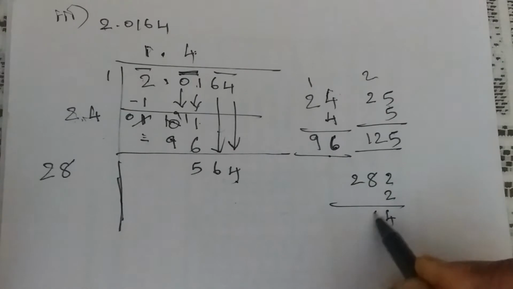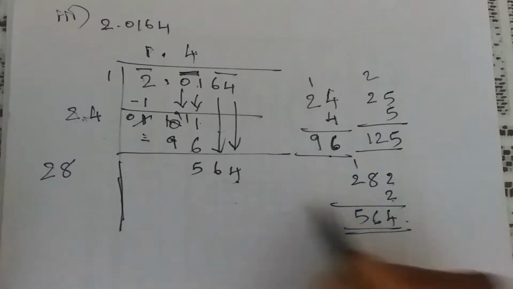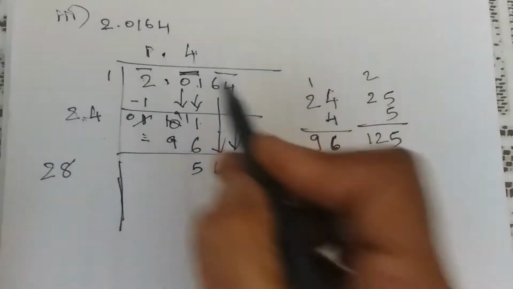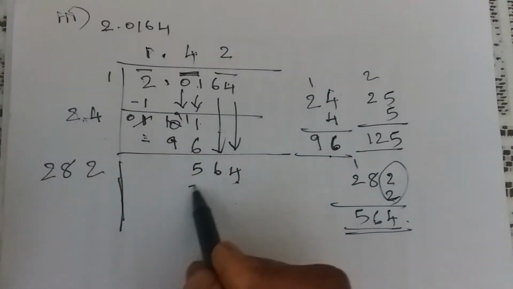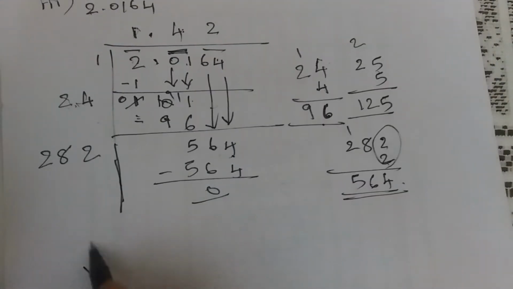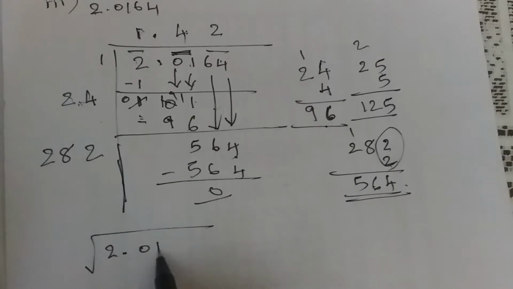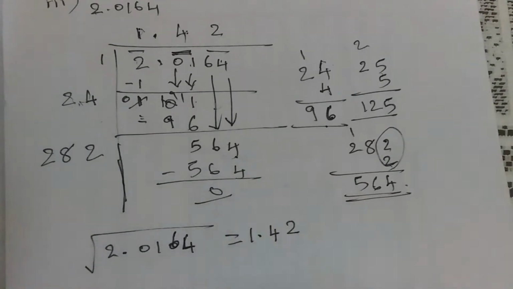2 2s are 4. 2 8s are 16, carry 1. 2 2s are 4, 4 plus 1, 5. Are we getting 564? So we got the number. Next quotient is 2, right straight above 64. Here 2. We got 564. That is 0. Therefore, square root of 2.01640164 is equal to 1.42. Okay.